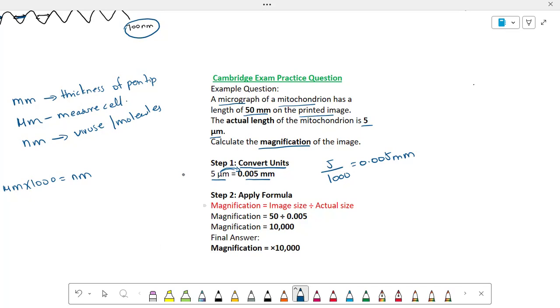Okay, the next step is the formula. Magnification is equal to image size divided by actual size. So here 50 millimeter is the image size, divided by 0.05 millimeter. And when we divide it, we get 10,000. So the final answer is 10,000 x. And remember, you have to place this x sign because it is the sign of magnification. Otherwise, you will lose your marks.